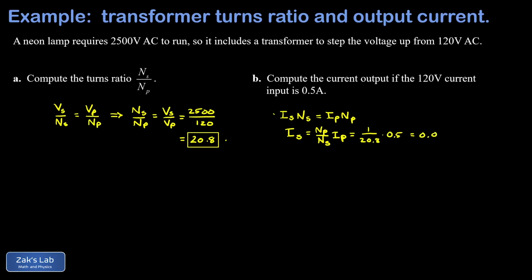And I get 0.0240 amps, just keeping 3 significant digits there. And I could call this 24.0 milliamps. And we're done.